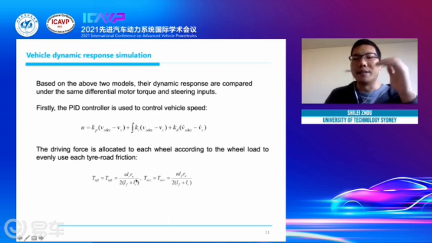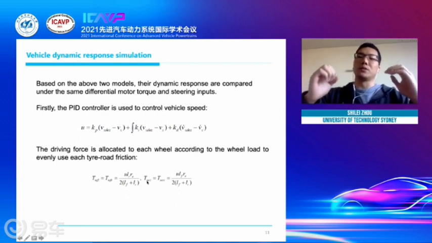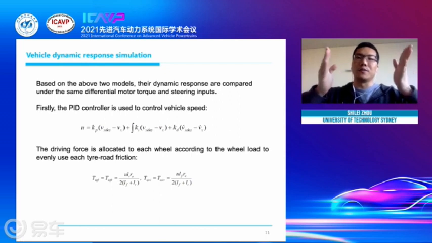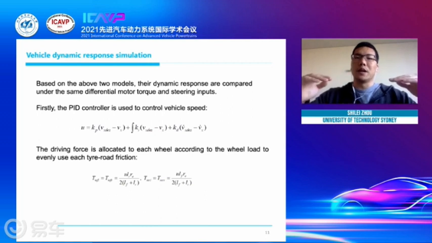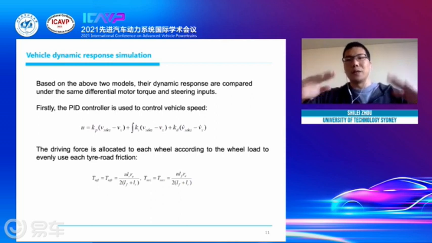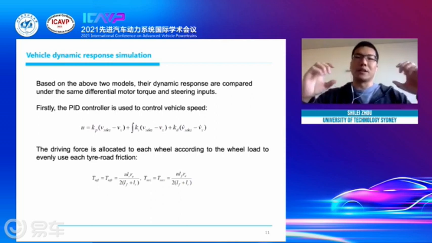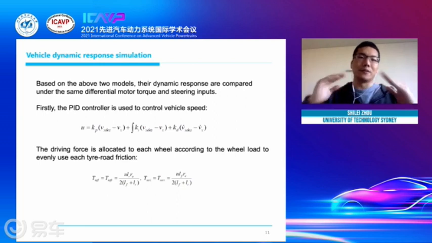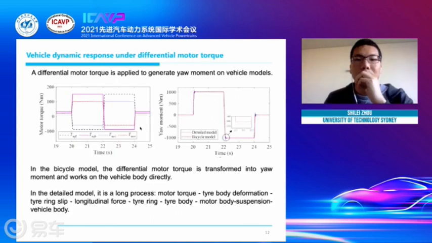And then when there is a required force to drive the vehicle for the speed, the force is allocated to each wheel according to the wheel load, because for the vehicle, the front wheels and rear wheels have different load, and the maximum tire road force is proportional to their vertical load. So we want to maximize the tire load friction. We allocate the driving force to the front and rear wheels by their vertical load.